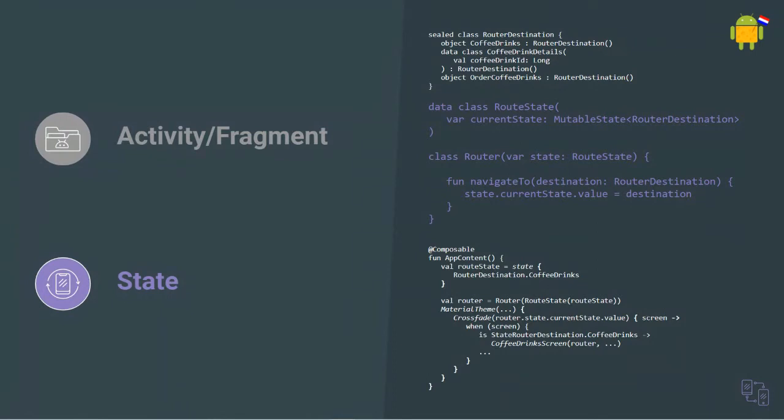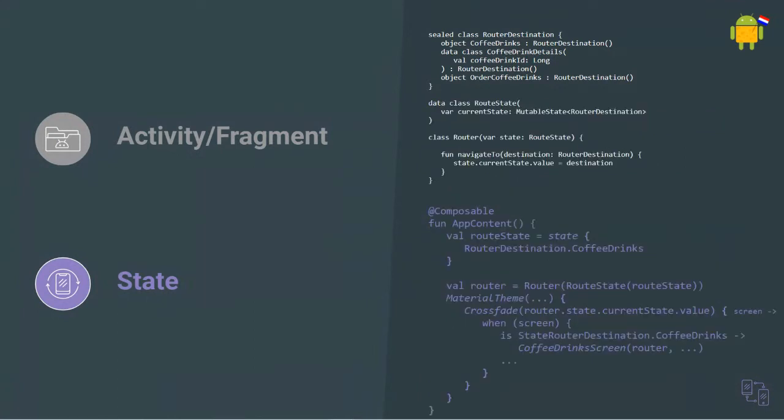And the final class is the router, and inside this class we can just have a function navigateTo and change our state. It means that when we use the navigateTo function on an instance of the router object, the state will be changed. And the latest step, our app content in this case is our root function. It's our root composable function which is added to the activity.